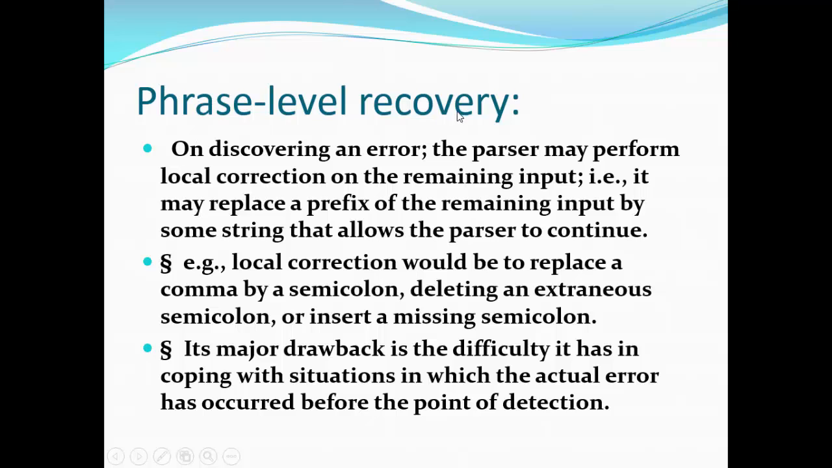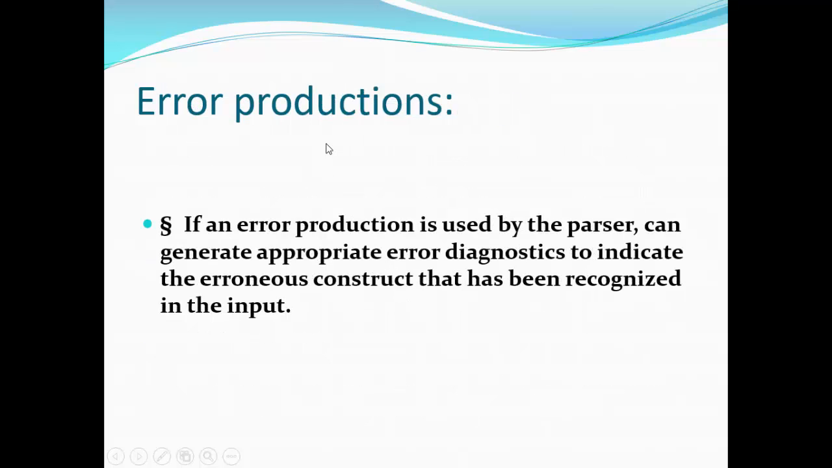Now we are going to see phrase level recovery. On discovering an error, the parser may perform local correction on the remaining input. It may replace a prefix of the remaining input by some string that allows the parser to continue. Examples of local correction would be to replace a comma by a semicolon, delete an extraneous semicolon, or insert a missing semicolon. Its major drawback is the difficulty it has in coping with situations in which the actual error has occurred before the point of detection.